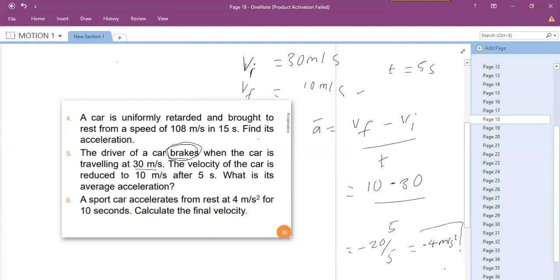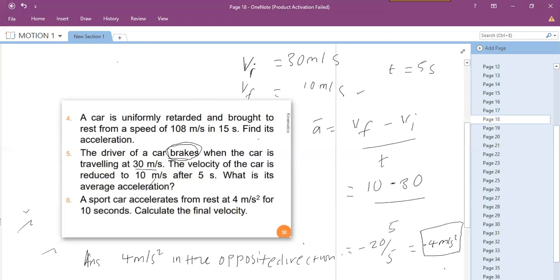Again, since it's retardation, we're not going to say negative 4 meters per second squared. Our final answer should say acceleration is 4 meters per second squared in the opposite direction. So we are taking into account the magnitude and also the direction. You have to be able to understand this concept.